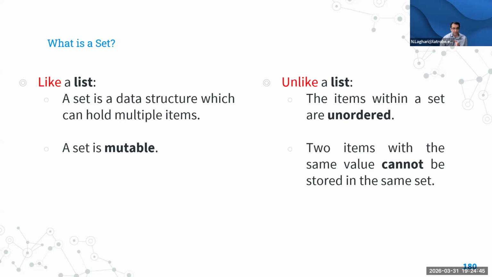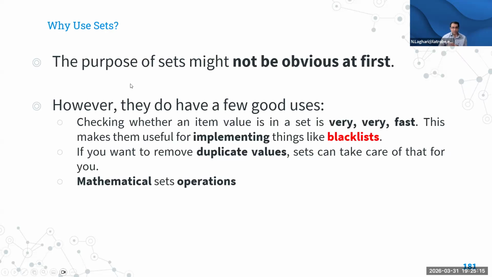What are the likenesses to a list? They have multiple items. The data structure can hold multiple items, and is mutable. What is unlike a list? The items within a set are unordered. You cannot use indexing in a set. And 2 items with the same value cannot be stored in the same set, whereas you can have multiple items with the same values in a list. So the purpose of a set might not be obvious at first, but we can use it for many purposes.